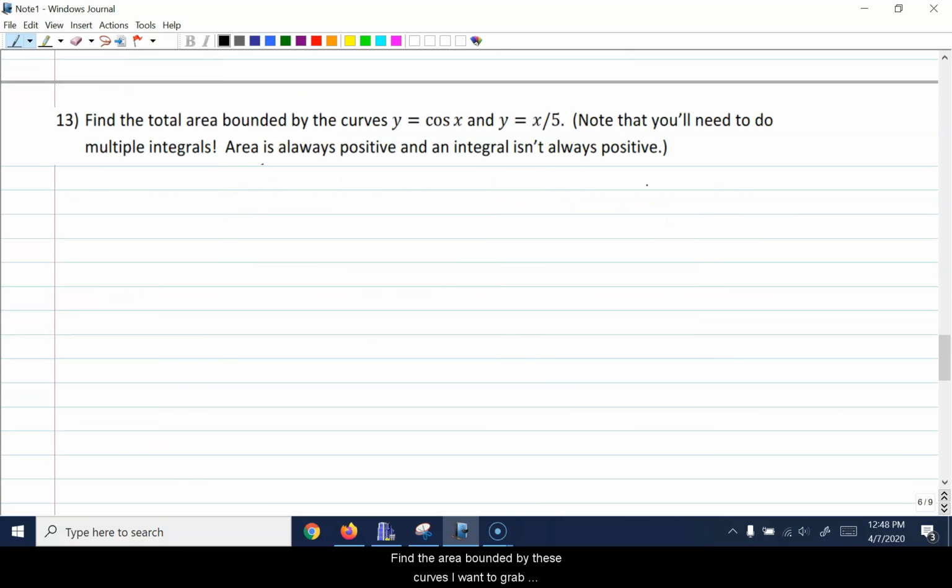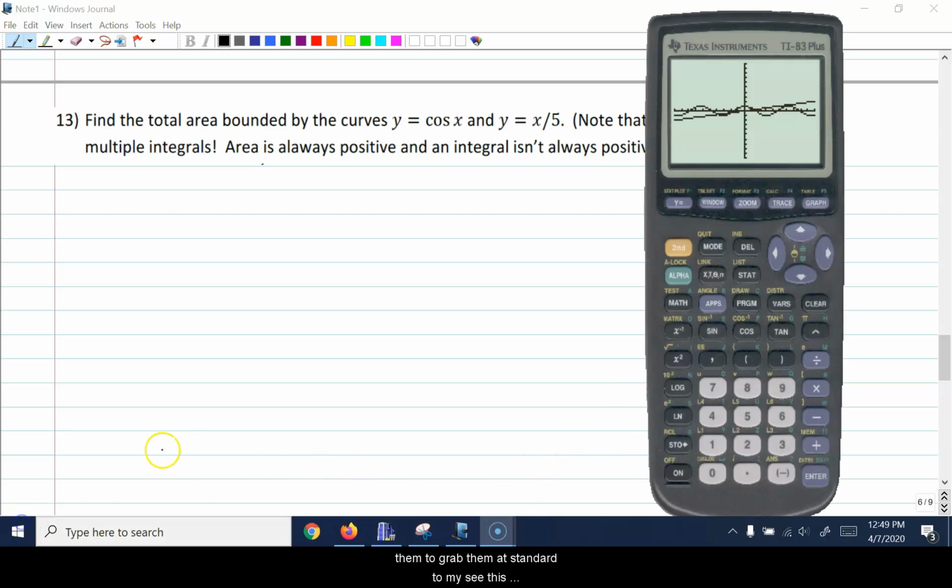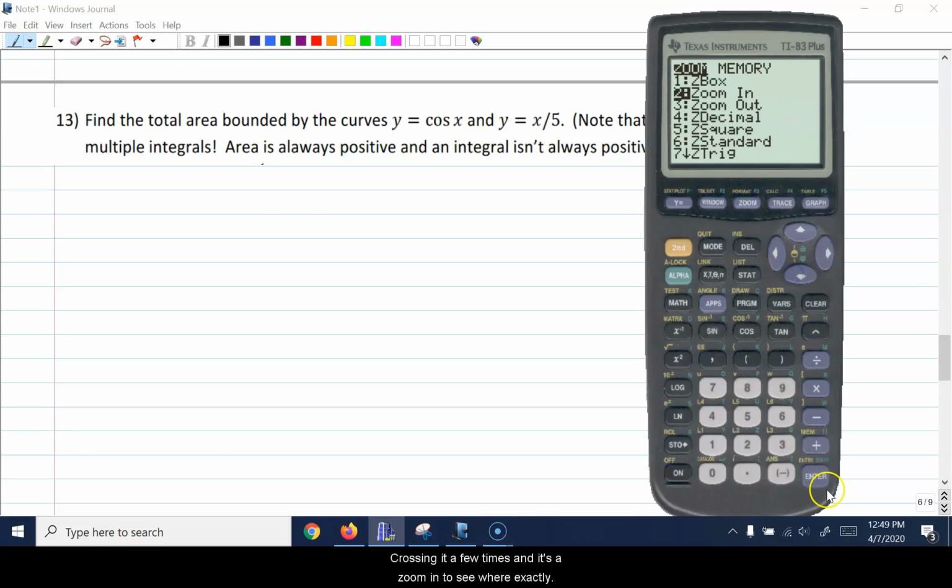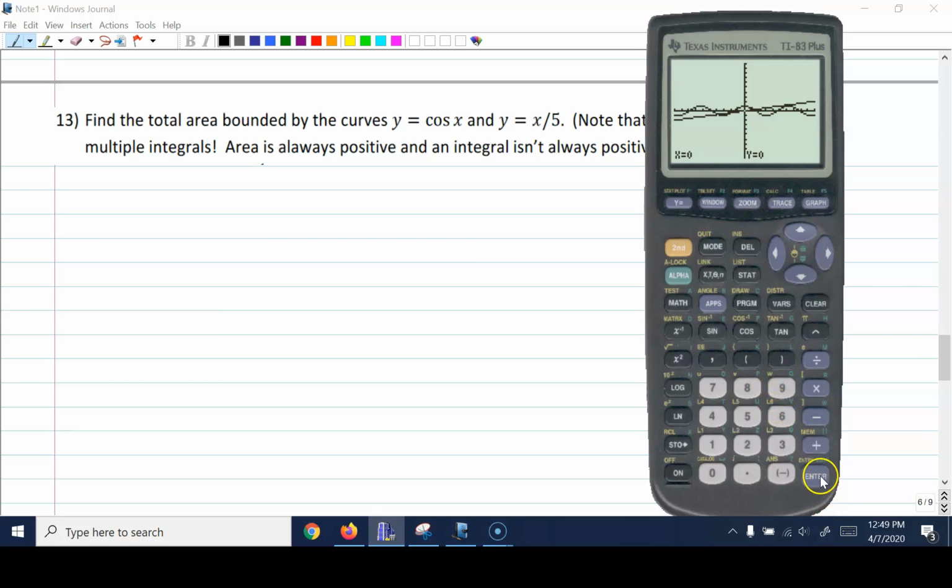Find the area bounded by these curves. I want to graph them. If I graph them at standard zoom, I see this, the cosine function being all wavy. The line x over 5 looks like it's crossing it a few times. I think I need to zoom in to see where exactly. What can I see here? Function, cosine part, x part. Okay, I need a window to go a little further out.